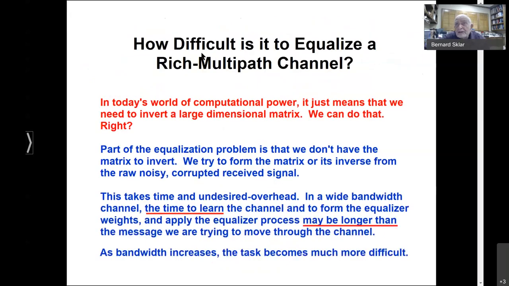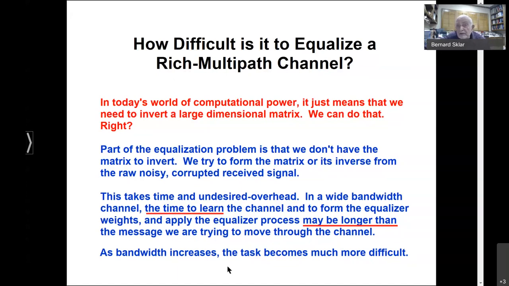And how difficult is it to equalize a rich multipath channel? In today's world of computational power, it just means that we need to invert a large dimensional matrix. We can do that, right? Well, part of the equalization problem is that we don't have the matrix to invert. We try to form the matrix or its inverse from the raw, noisy, corrupted received signal, and this takes time and undesired overhead. In a wide bandwidth channel, the time to learn the channel and to form the equalizer weights and apply the equalizer process may be longer than the message we're trying to move through the channel.